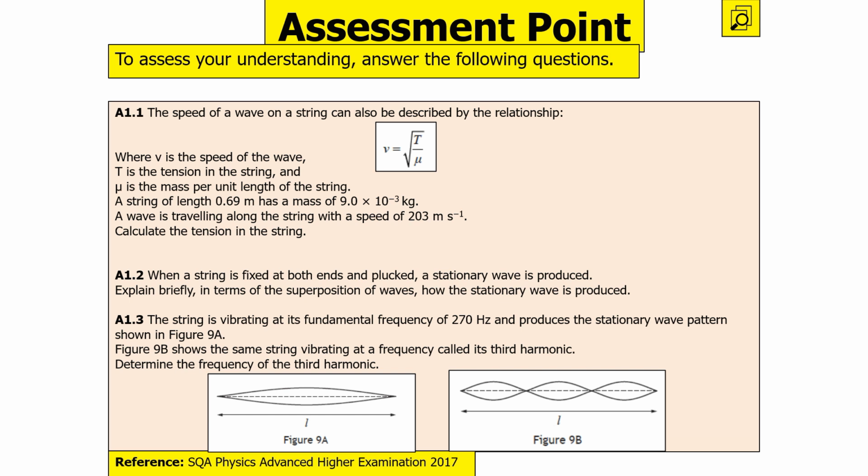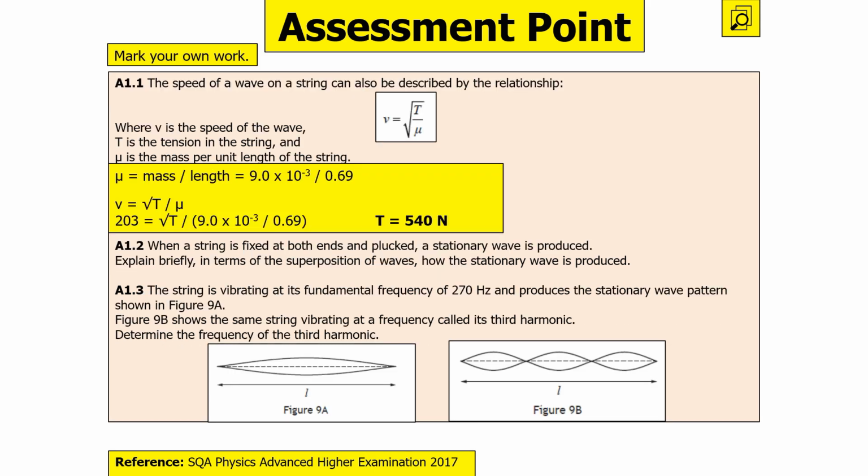When a string is fixed at both ends and plucked, a stationary wave is produced. Explain in terms of superposition of waves how the stationary wave is produced. The string is vibrating at its fundamental or first harmonic frequency of 270 Hz and produces the stationary wave pattern shown in 9a. 9b shows the same string vibrating at a frequency called its third harmonic. What is the frequency of the third harmonic? So, pause the video now, then unpause the video when you want to go through your answer.